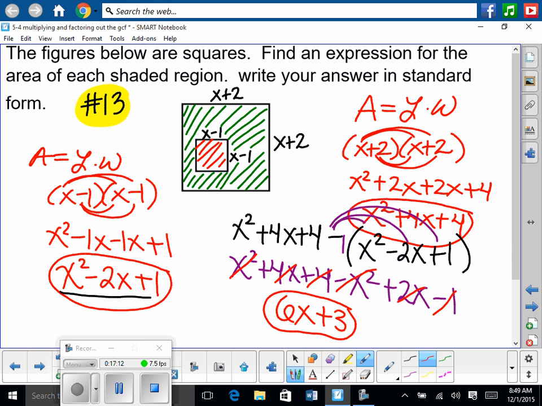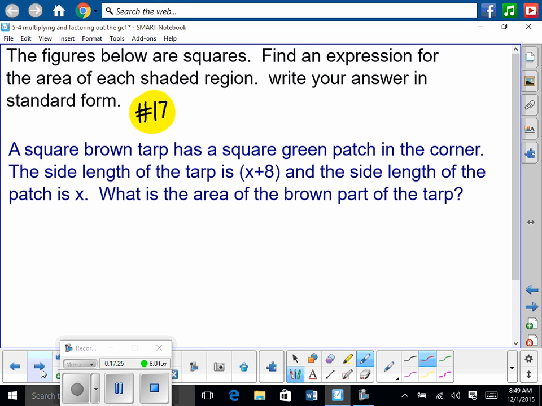So all that work just to get that answer. And you can do it, guys. I'm telling you, you are all smart enough to do this, okay? And I'm going to do number 17. Exact same thing, but in words.